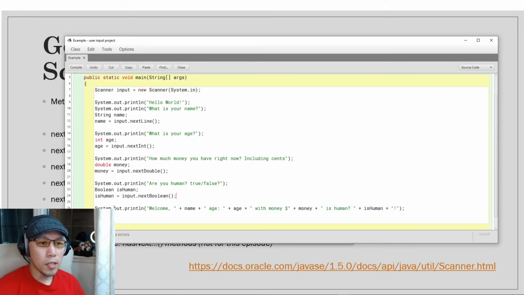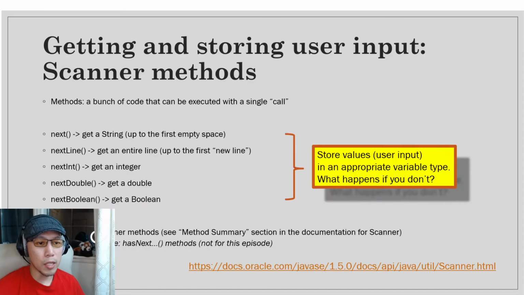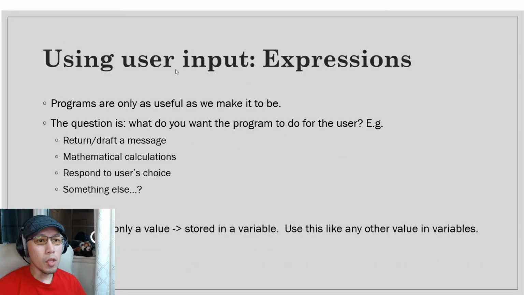But anyway, so now you have the idea that you can store all sorts of values into variables and then you can use those values somehow in an expression. Okay, so let's talk about expressions next. Now, programs, as we know it, are really only as useful as we make it to be. And the question is, what do you want the program to do for the user? Now that you have a way to get input from the user, what do you want your program to do given the user input? In this case, the first thing that I've demonstrated is to return or draft the message. Let me demonstrate how you can do mathematical calculations next.